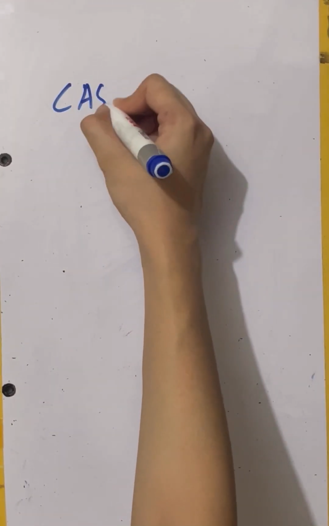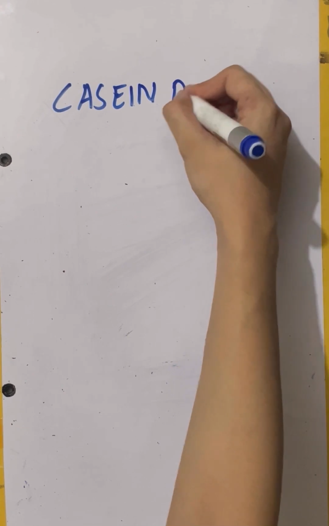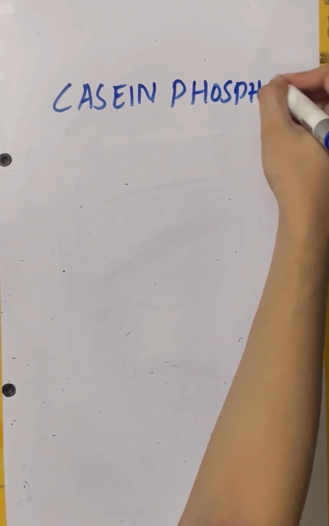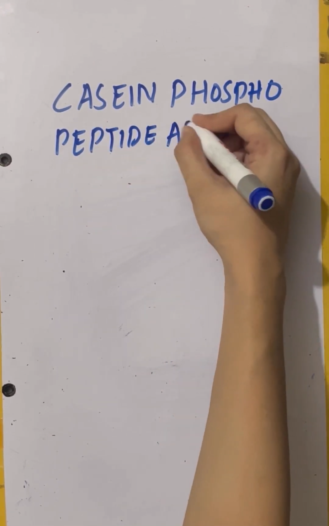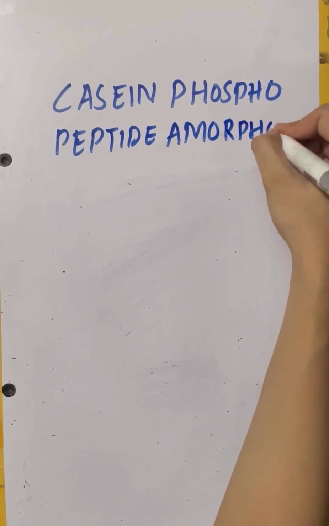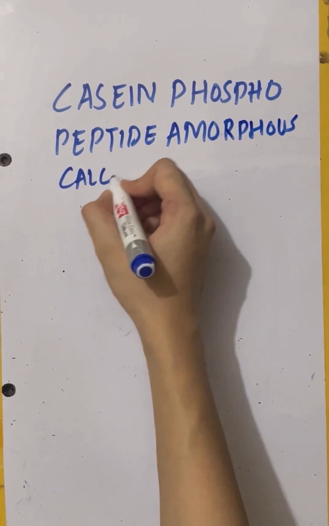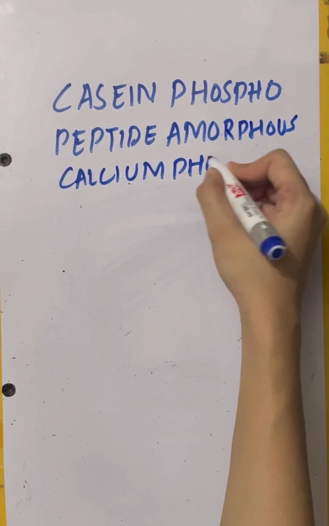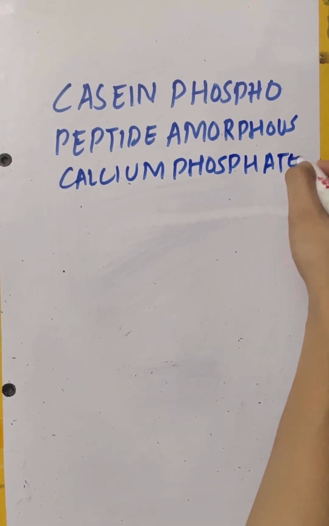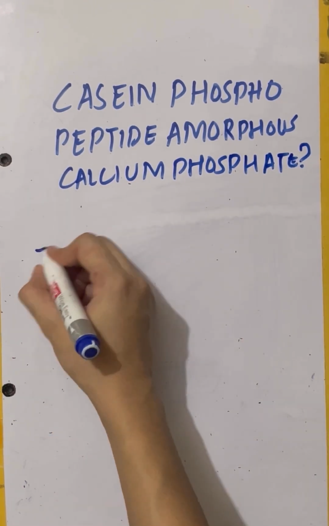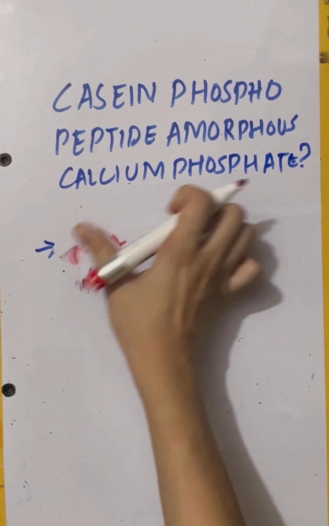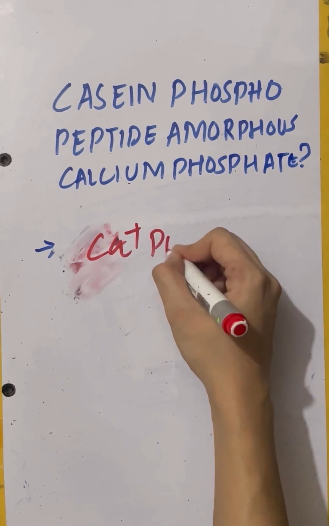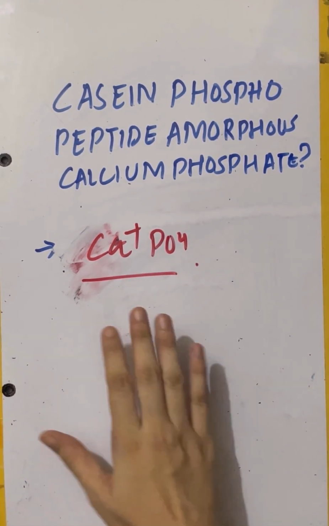And another thing that releases fluoride is casein phosphopeptide amorphous calcium phosphate. What is this? As we know, calcium and phosphate are present in the tooth structure and stabilize our tooth structure.